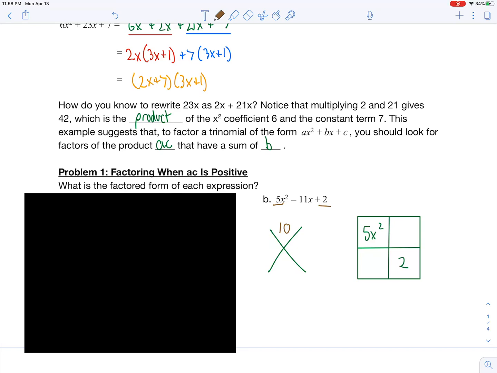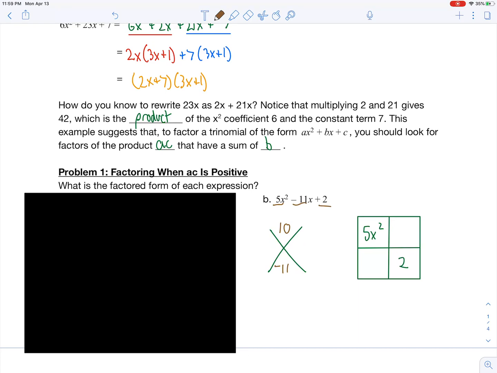I think in the last section I put that number on the bottom, but it doesn't matter where we put it. As long as we're multiplying numbers together, in this case we're multiplying again the 5 and the 2 to get the 10, that's going to be our first step here. Just like in our last section, though, we also want to add them and get negative 11 once we figure out the last two numbers that are going to be missing.